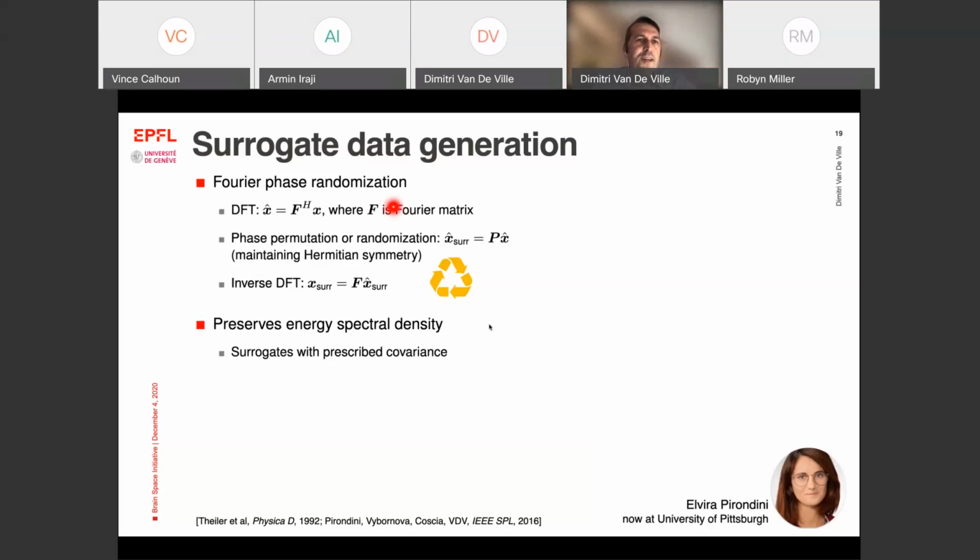We took inspiration from the famous Fourier phase randomization method that you probably know, typically applied to time series. You start off with a certain signal, do a discrete Fourier transform, and then apply either phase permutation or randomization in the Fourier domain, and you get back, and you can repeat this many, many times. Each of the surrogate signals will be random, but it's randomized in such a way that it has by construction the same energy spectral density. And by the Wiener-Khinchin theorem, this also means that we basically prescribed the covariance structure of that signal.